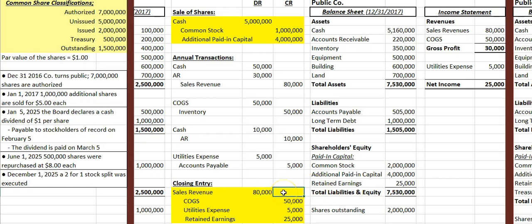Revenue has a credit balance, so we close it with a debit balance. We close cost of goods sold, which typically has a debit balance, with a credit. We close utilities expense, which has a debit balance, with a credit. And there's going to be a difference, right? Just like here, there's a difference. That difference is put into retained earnings. And that's how you create the retained earnings account.